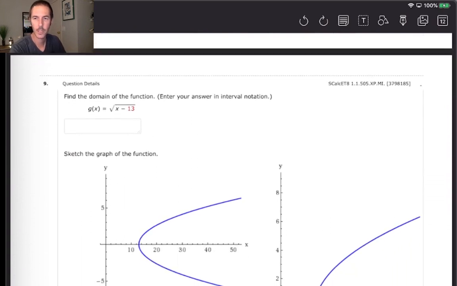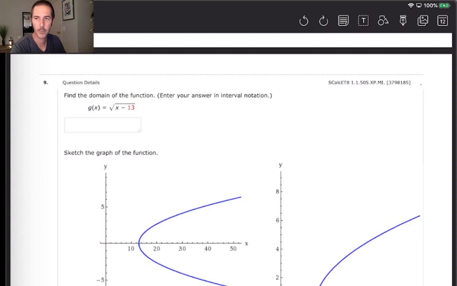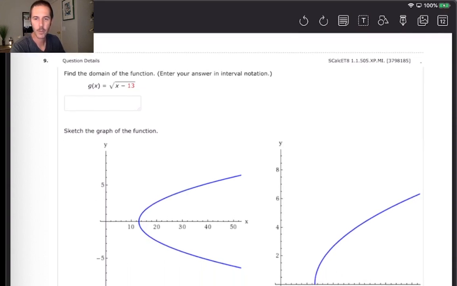So pick a point with a unique x value, plug it in, and see if the corresponding y value gets generated. Alright, in number 9, we're finding the domain of this function.